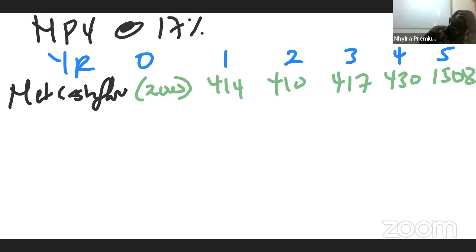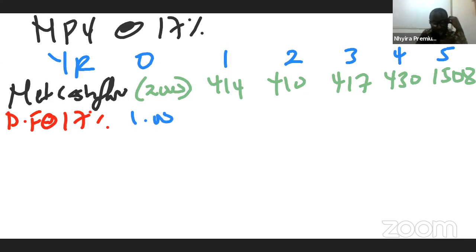So, at a discount factor of 17%, we go to the discount table and we read 17%. Year zero will still be 1.00. Year one, 17% is 0.870.